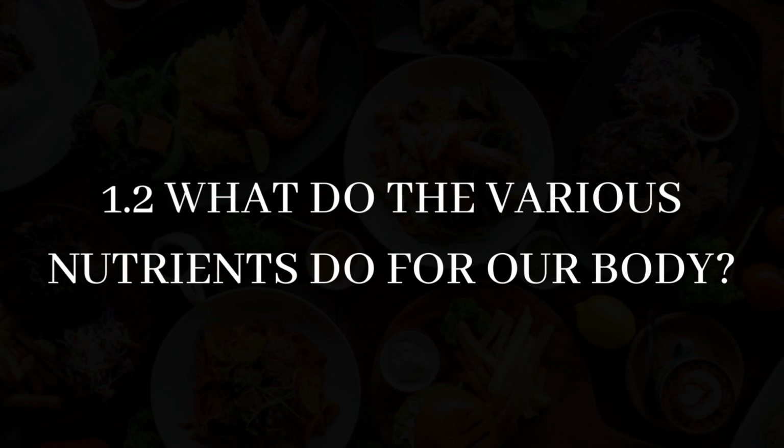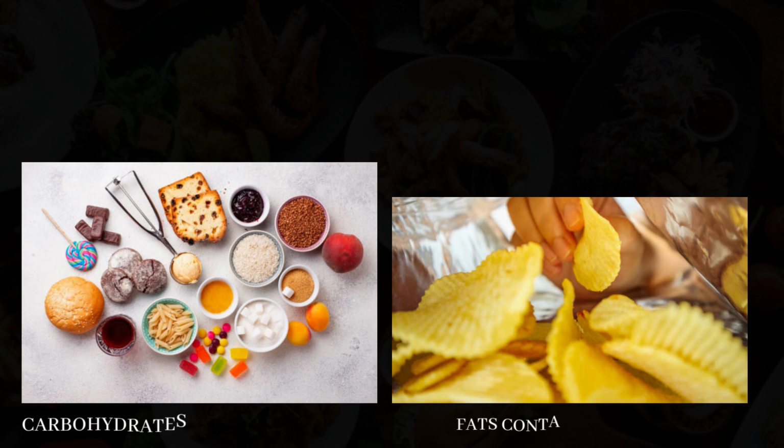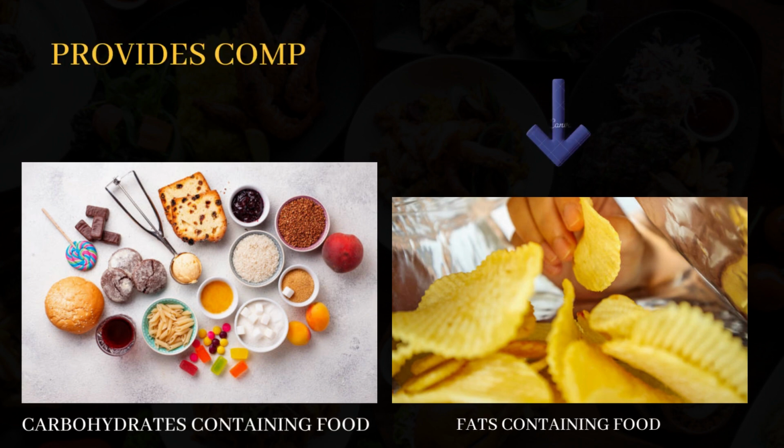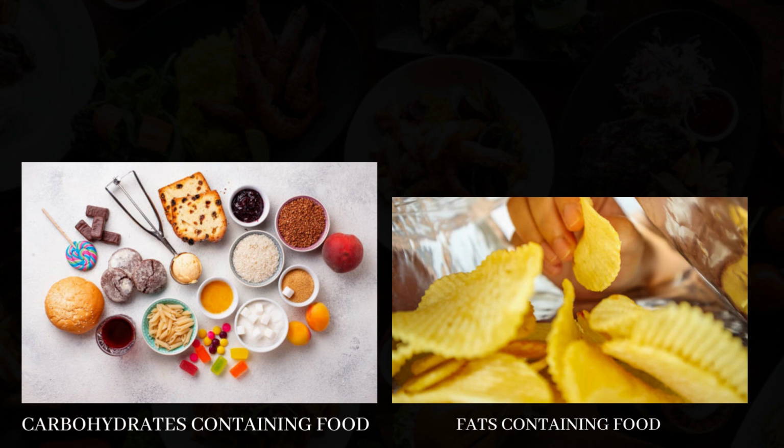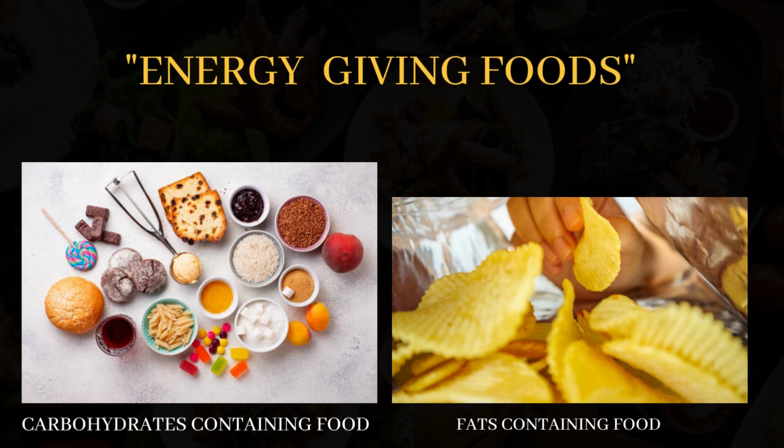1.2 What do various nutrients do for our body? Carbohydrates and fats both provide energy to our body. In fact, fats give much more energy as compared to the same amount of carbohydrates. Foods containing fats and carbohydrates are also known as energy-giving foods.